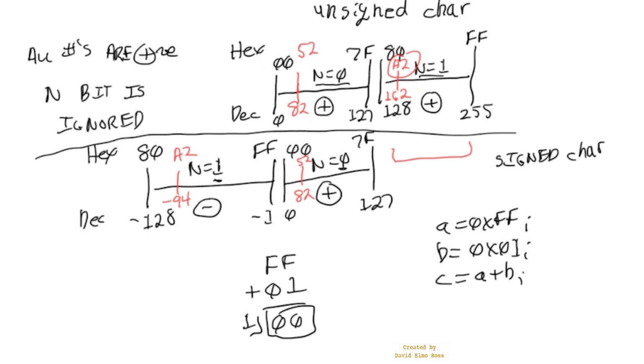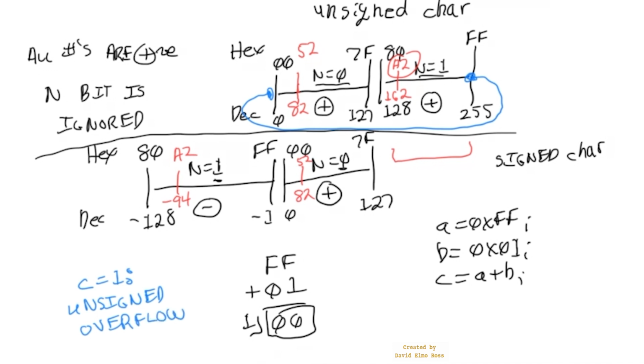But if you take a look at what this means in terms of our diagram here, that means I had all the money in the world, $255, I go get another dollar, and I end up with no money. And that's when C equals 1. This means that this is an unsigned overflow. It means that you cannot represent the value of that addition in the unsigned line. It goes over the bounds of the line.